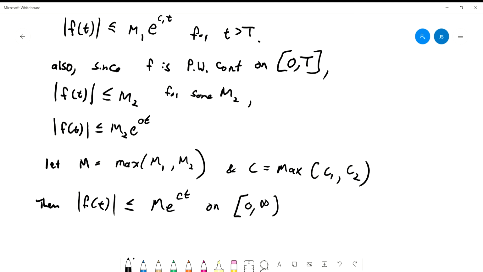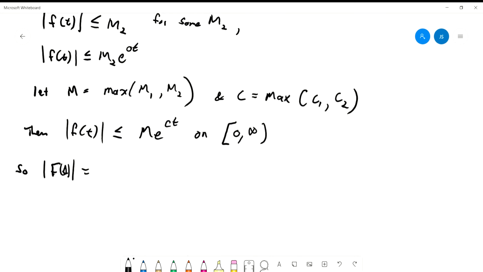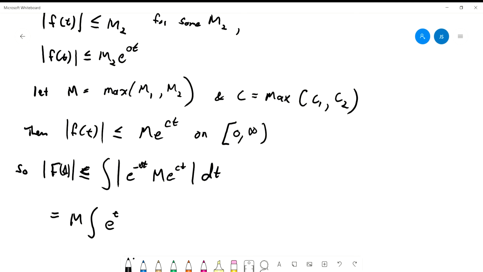So the absolute value of F of s, by definition, is equal to this integral, and we pull the absolute value inside the integral, which may have made it bigger, so it is less than or equal to the integral of e to the minus st times whatever we have as our upper bound for f, which in this case is M e to the ct, dt, which is just M times the integral of e to the t times c minus s, dt, which converges.